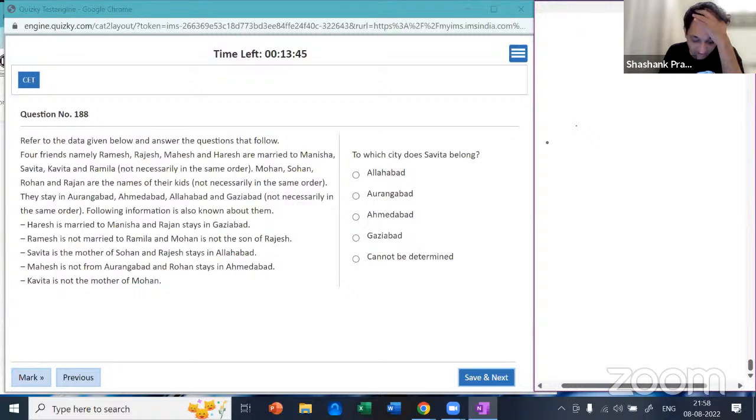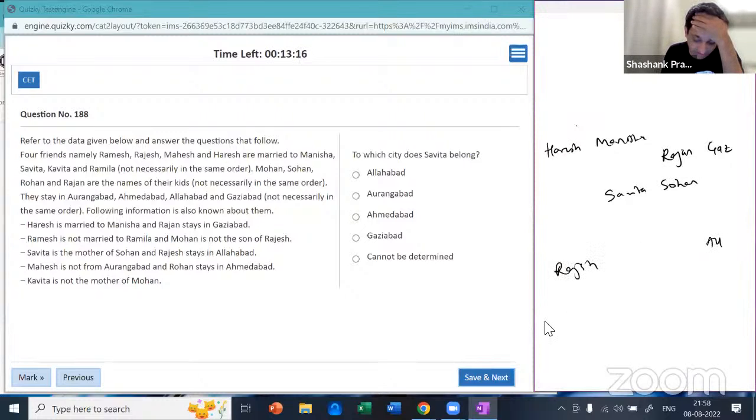Okay, not in the same order. Haresh is married to Manisha and Rajan stays in Ghaziabad. Okay. Ramesh is not married to, okay. Savita is the mother of Sohan. And Rajesh stays in Allahabad. So Rajesh is Allahabad. Mahesh is not from Aurangabad and Rohan stays in Allahabad. So Rohan in Ahmedabad, sorry. Okay. Kavita is not the mother of Mohan.